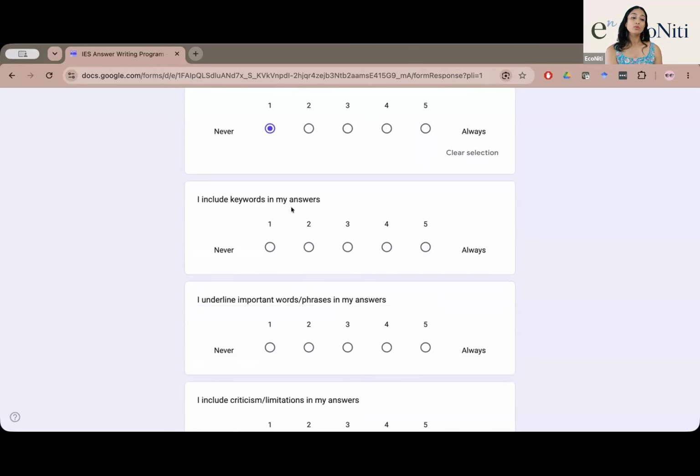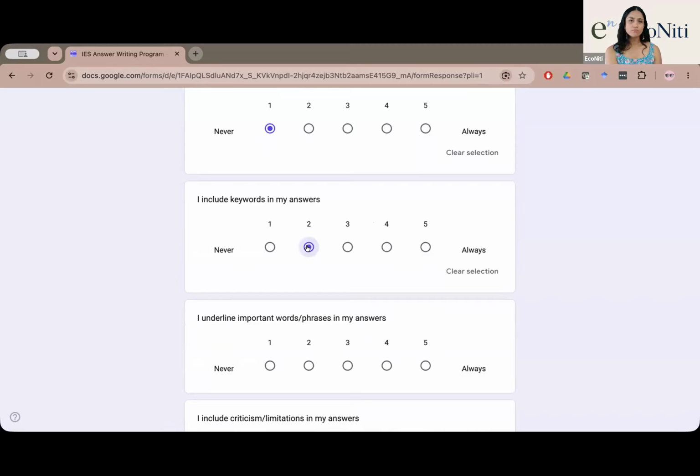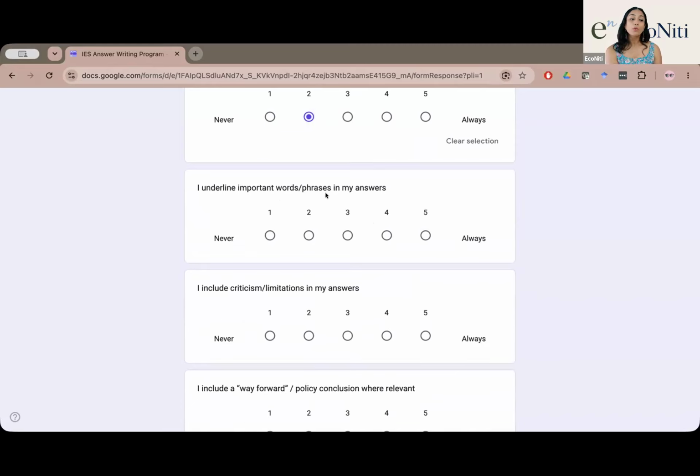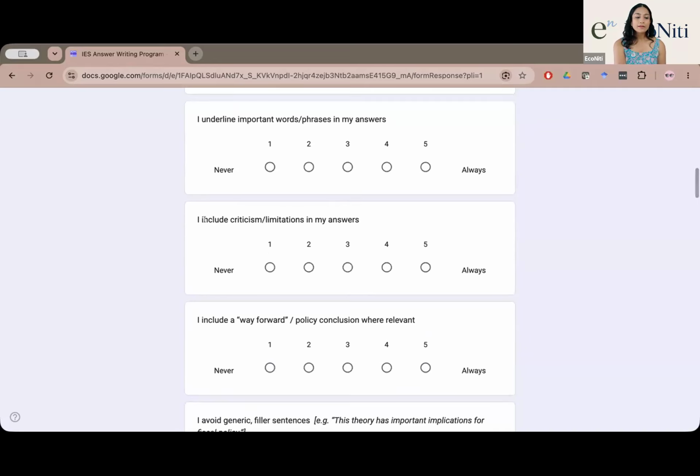I include keywords in my answers. Again, maybe sometimes you do, most of the time you don't. I underline important words or phrases in my answer. Another very important thing to do. These are all the things that you should do in an answer, but often either we don't know them or we forget them. But when you look at this form every month and keep tracking, then you will know what you are forgetting, what to pay attention to next time, and what is going well so you don't miss it. Then, I include criticism or limitations in my answers, wherever applicable. This has to be included.